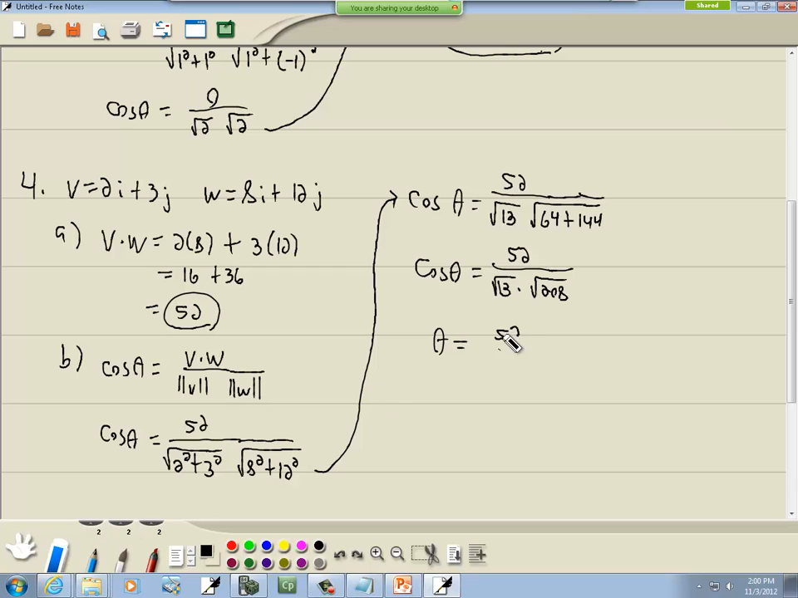So we take inverse cosine of both sides. Now again, when you have more than a single number, single radical, or single variable in the top or bottom of your fraction, you put parentheses around it. So when I plug this in, I want to put parentheses around the bottom part. So let's see what we get.